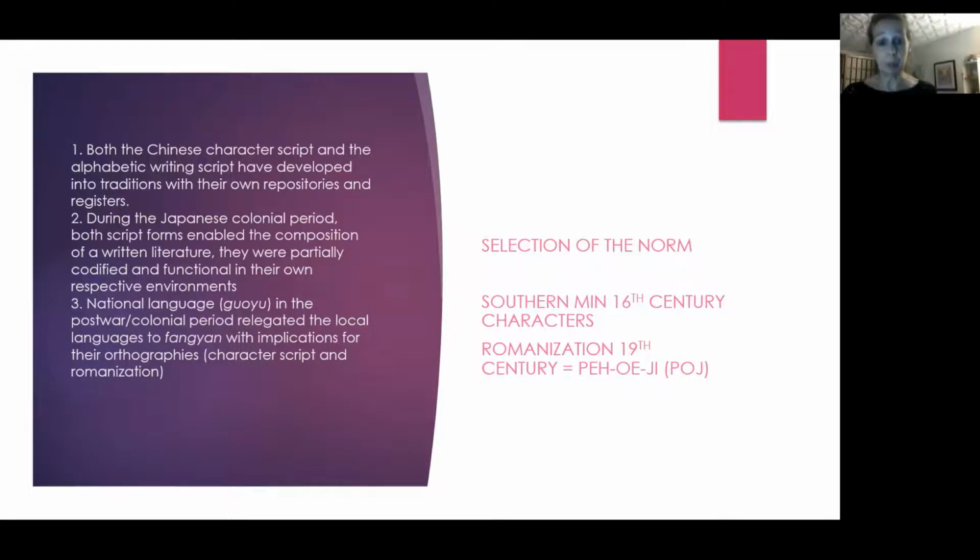We have a couple of missionaries who compile dictionaries, and they use the Romanization system, an alphabetic writing for Taiwanese, for their proselytization, for doing the masses and translating the Bible, all the scriptures, and in addition a number of medical works. And they set up a newspaper, like the gazetteer, the Tainan church paper.